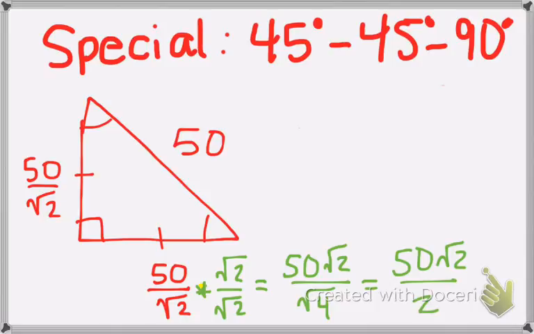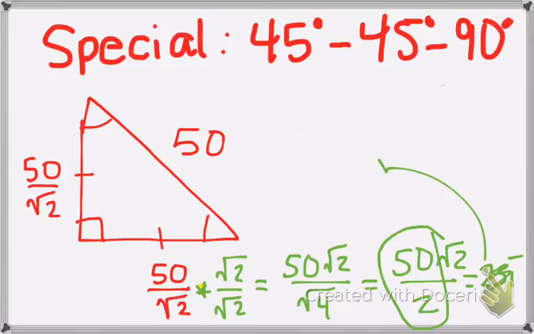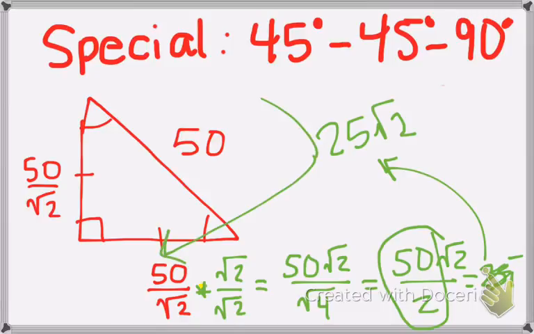And then we simplify our fraction. Looking at my numbers that are not underneath the square root, 50 divided by 2 is 25. And I ran out of space, so I'll just write it up here. 25 square root of 2. So that means my legs are 25 square root of 2, 25 square root of 2, and my hypotenuse is 50.